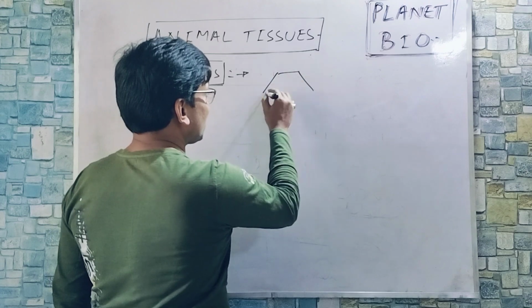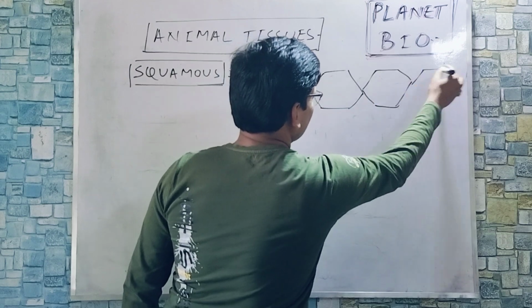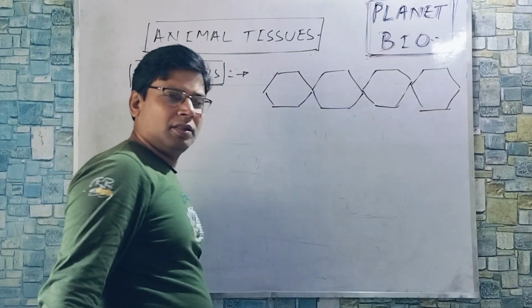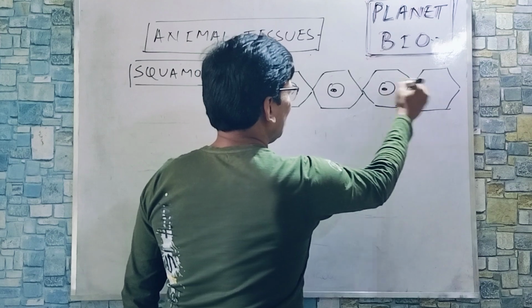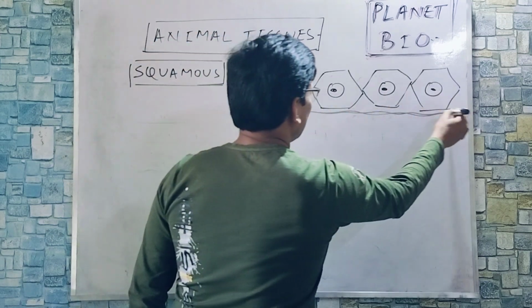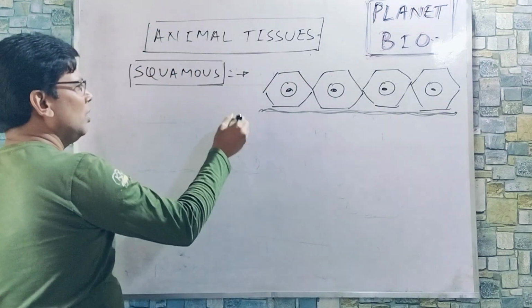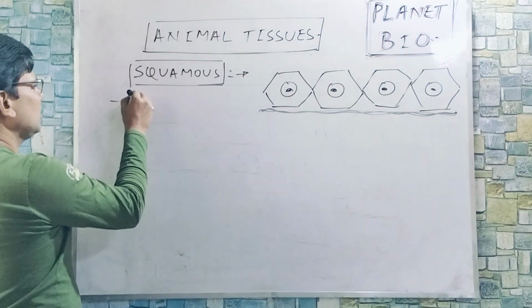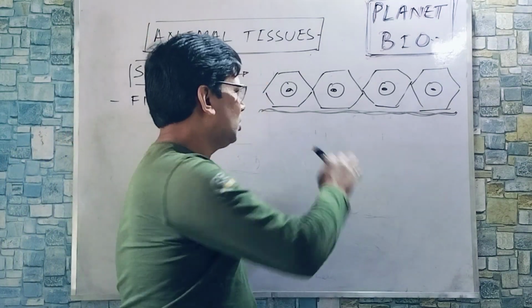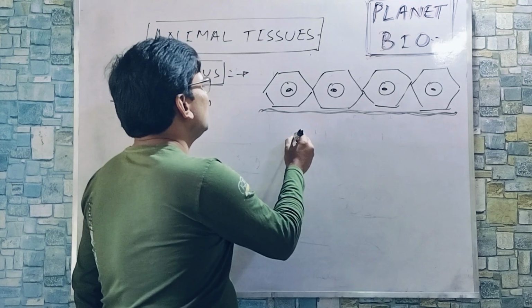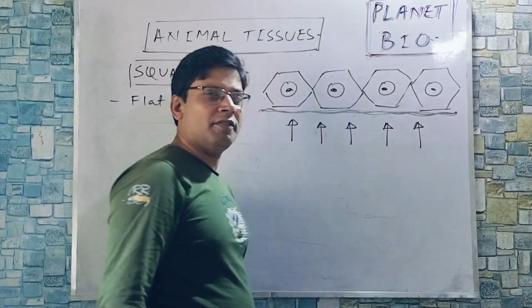Flat cells, hexagonal cells are there, touching the boundaries, no space, no intercellular space, no intercellular substance, and the nuclei are prominent, arranged on basement membrane. So you can see the squamous epithelium, flat cells, hexagonal cells arranged in one layer and on basement membrane. These are being nourished through diffusion. The epithelial cells are nourished through diffusion.